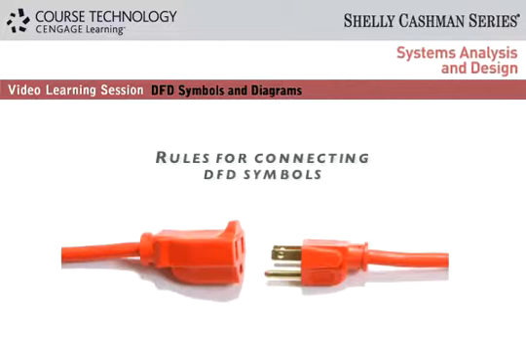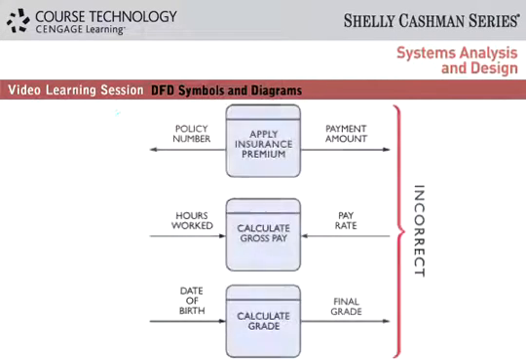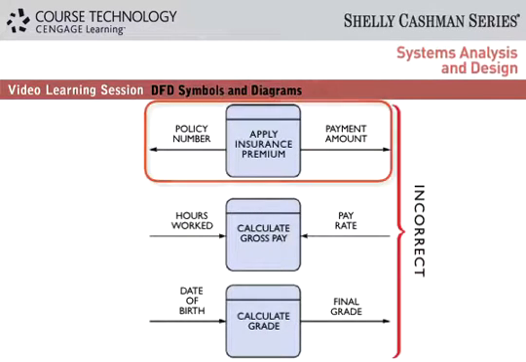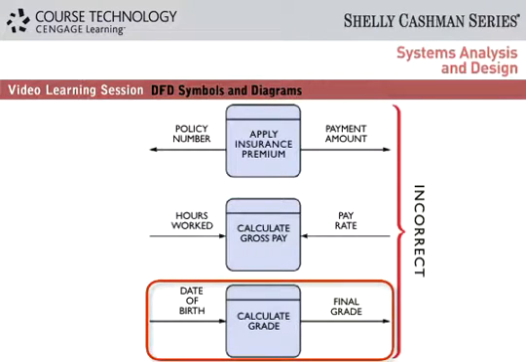Now that you're familiar with the DFD symbols, you need to use them properly. For example, a process must have both input and output. Here are some correct examples. On the other hand, here are some incorrect examples. In the first example, there is output but no input. In the second example, there is input but no output. In the third example, there is input and output, but the input could not logically produce the output.